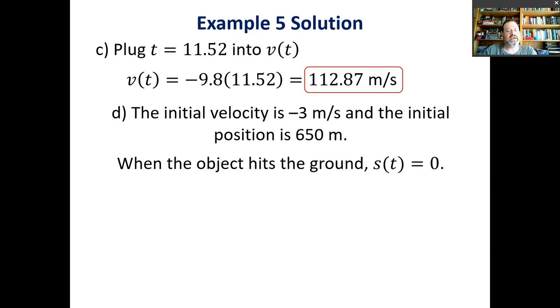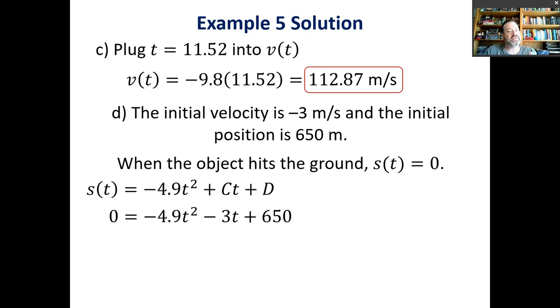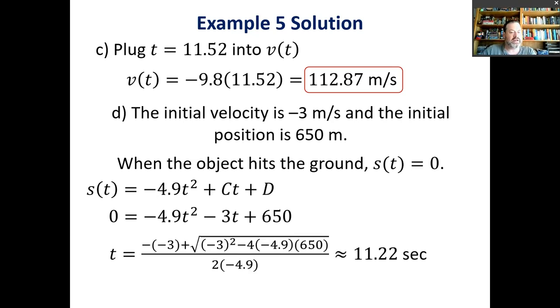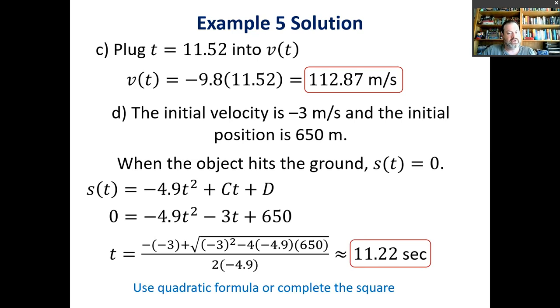Now for part D, we have to take into account that there's an initial velocity of negative 3 meters per second, thrown downward, but the initial position is still the same. And when the object hits the ground, s of t equals 0. So this time in our s of t equation, we plug in c and d, and you get that. So instead of having a 0 for c, we have a negative 3. So it's harder to solve, right? This time you need the quadratic formula, or you could complete the square. Either way, you get 11.22 seconds.